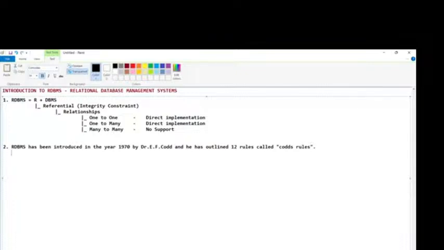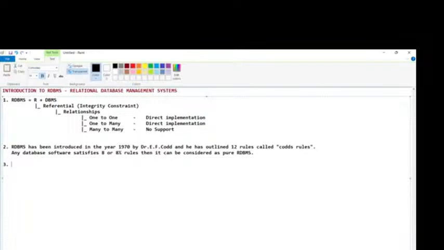And then he mentioned one limit. Any database software that satisfies 8 or 8.5 rules can be considered as pure RDBMS.